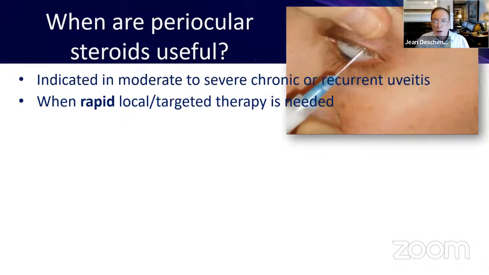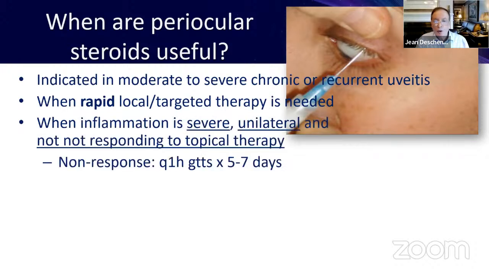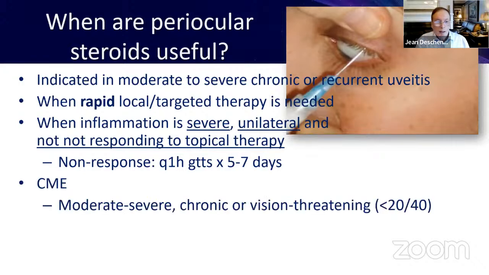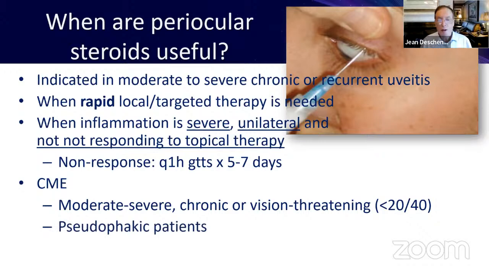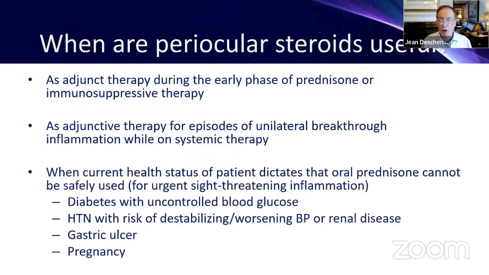Superior is very rapid. It's indicated in moderate to severe or recurrent uveitis, especially if there's no response to the drops after 5 to 7 days. It does help with CME in moderate and severe chronic or vision-threatening uveitis. It does help in pseudophakic patients with active inflammation.